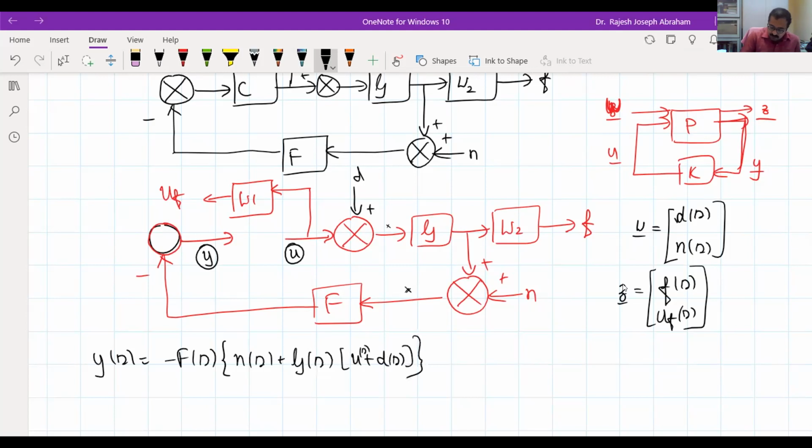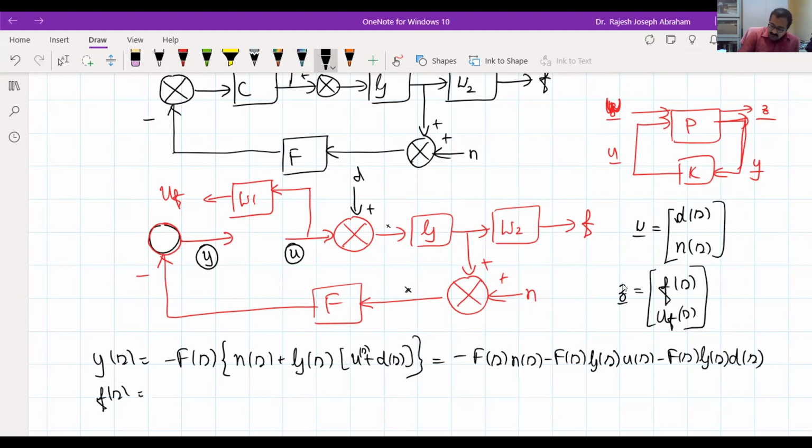Okay, so that means minus F(s) N(s) minus F(s) G(s) U(s) minus F(s) G(s) D(s). Okay, this will be the control of the measured output Y. Right? Fine. Now what is F(s)?